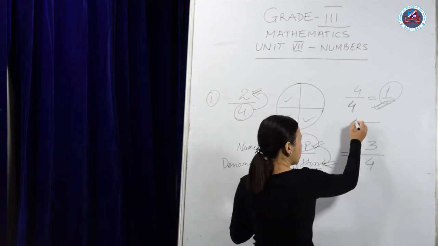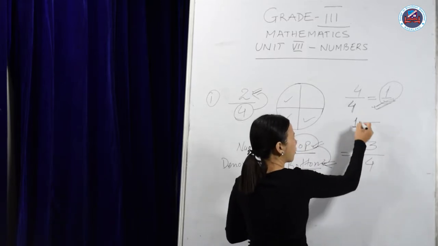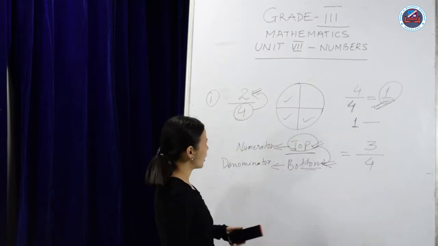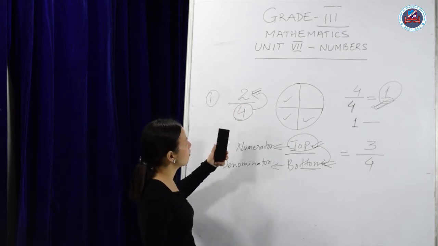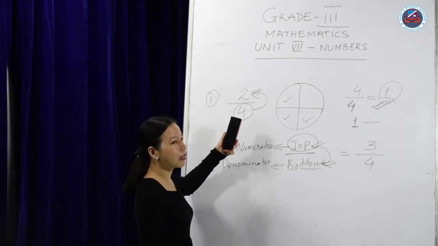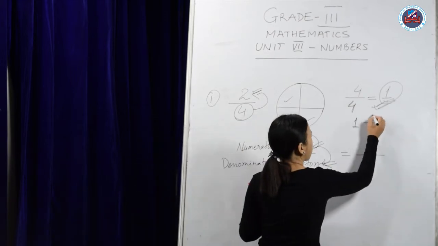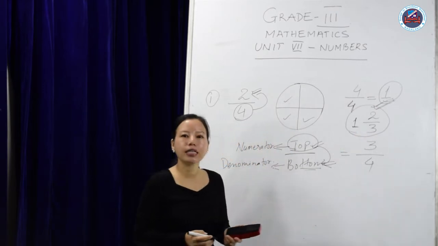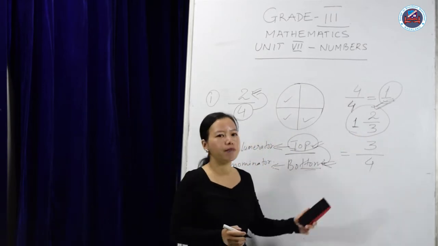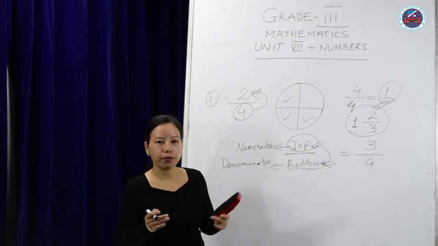So a mixed number is a combination of a whole number and a proper fraction. Now what is a proper fraction? Here the top number will be smaller than the bottom number. That is, the bottom number will be bigger and the top number will be smaller. So I'll take any number, 2 by 3. So this will be your mixed number. So remember, a mixed number is a combination of a whole and a proper fraction.